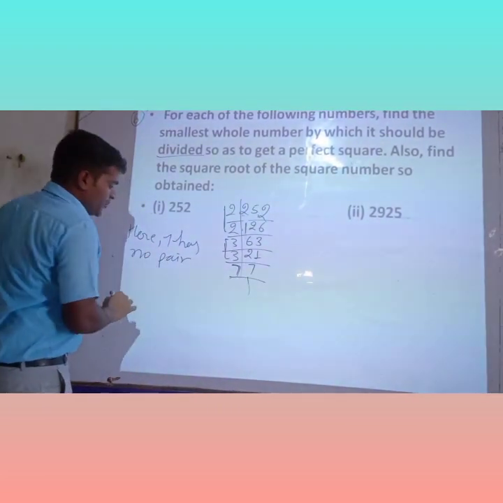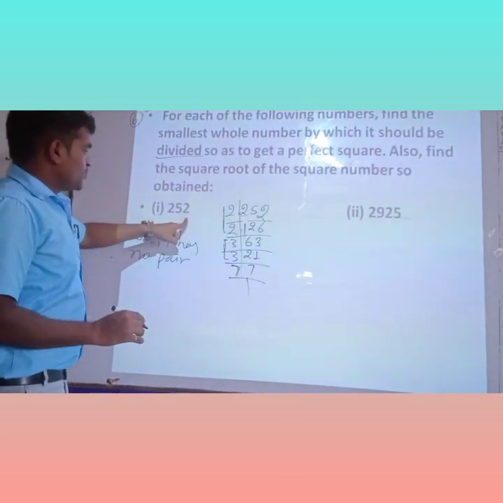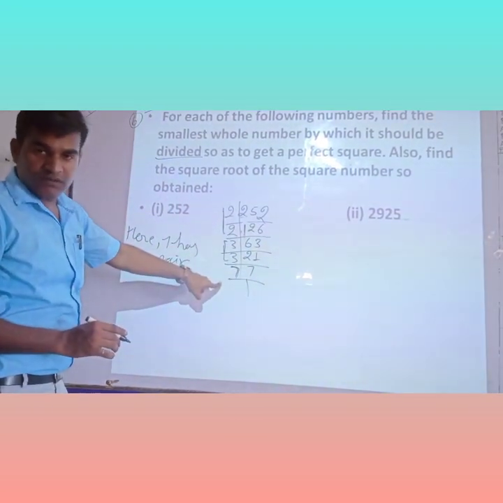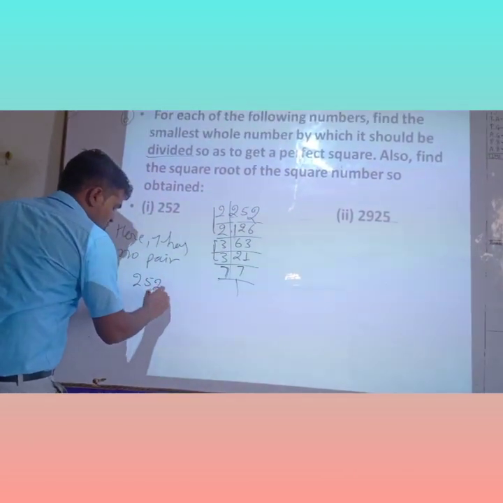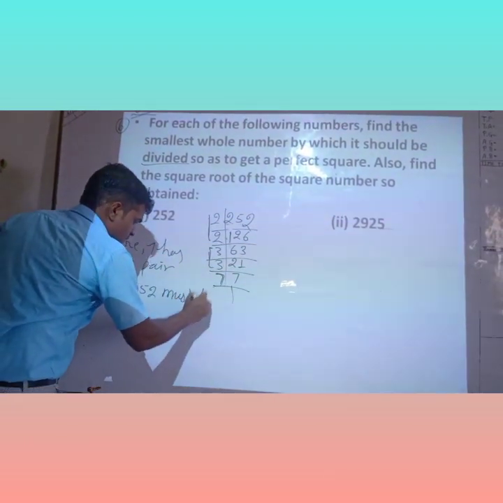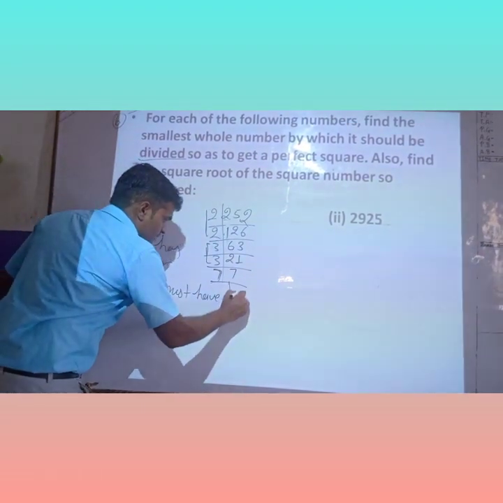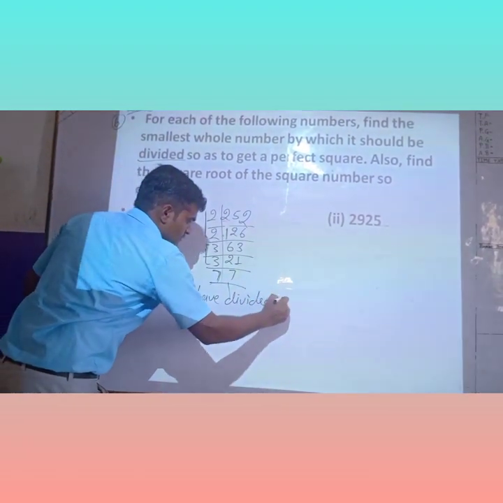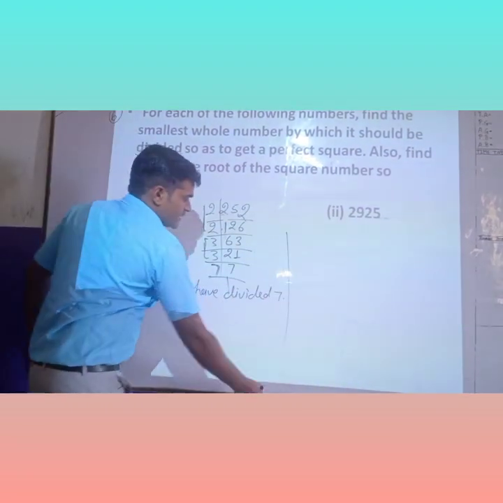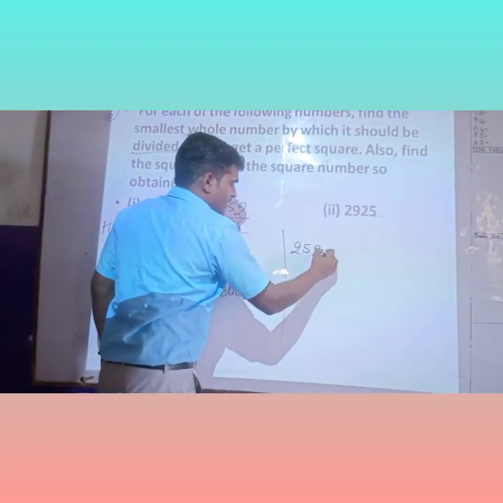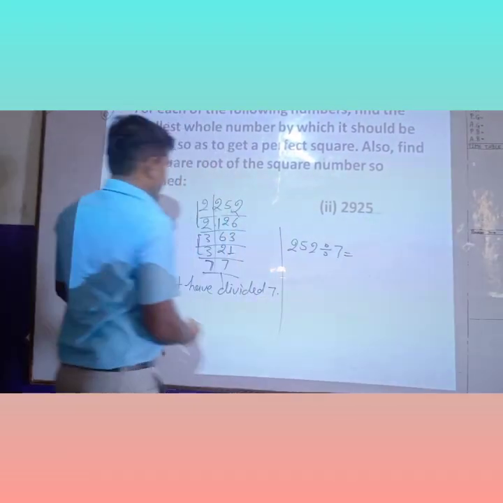If 7 has no pair, it means 252 must be divided by 7 to obtain a perfect square. So 252 must be divided by 7. When 252 is divided by 7, what will we get?